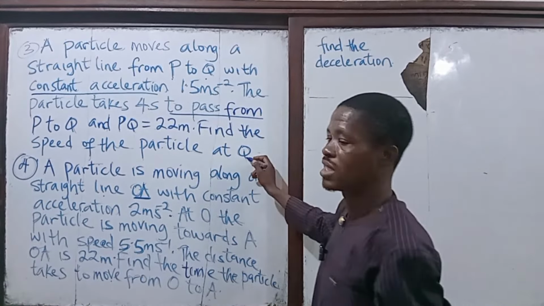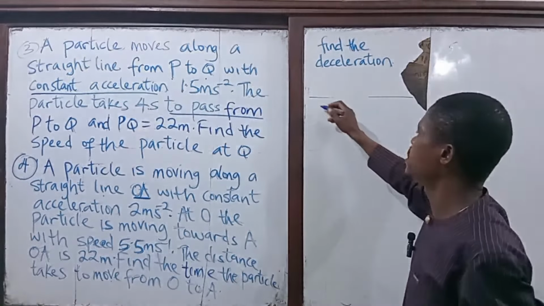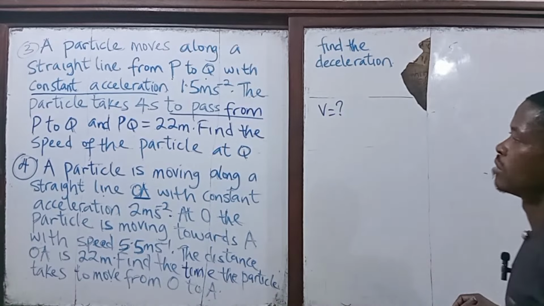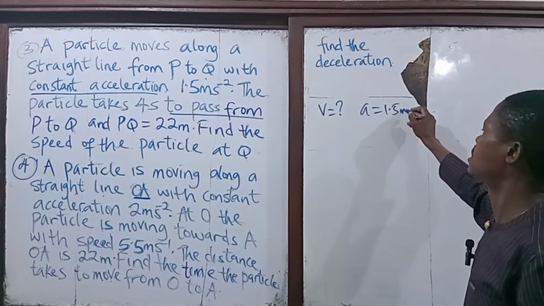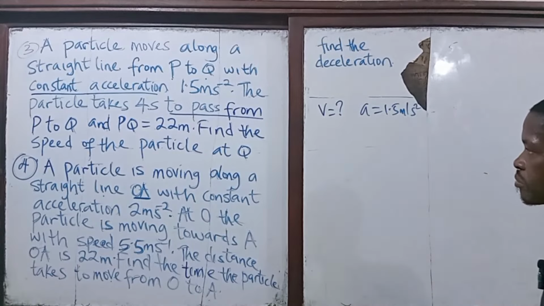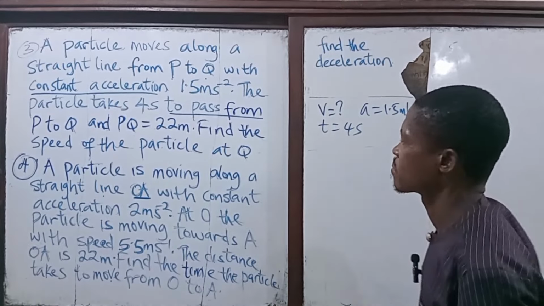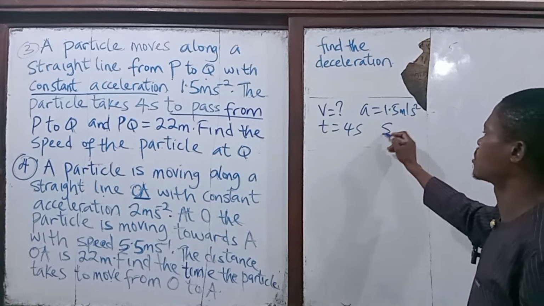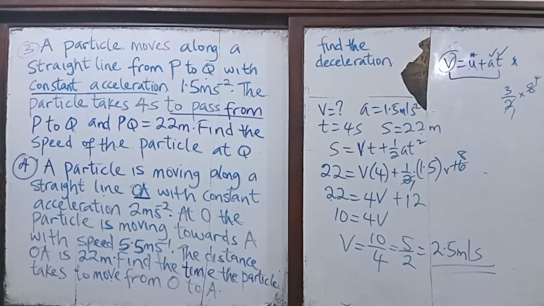So Q is the last point. Okay, so that means V is unknown. We have the acceleration as 1.5 meter per second square. We have the time as 4 seconds. We have the distance as 22 meter.